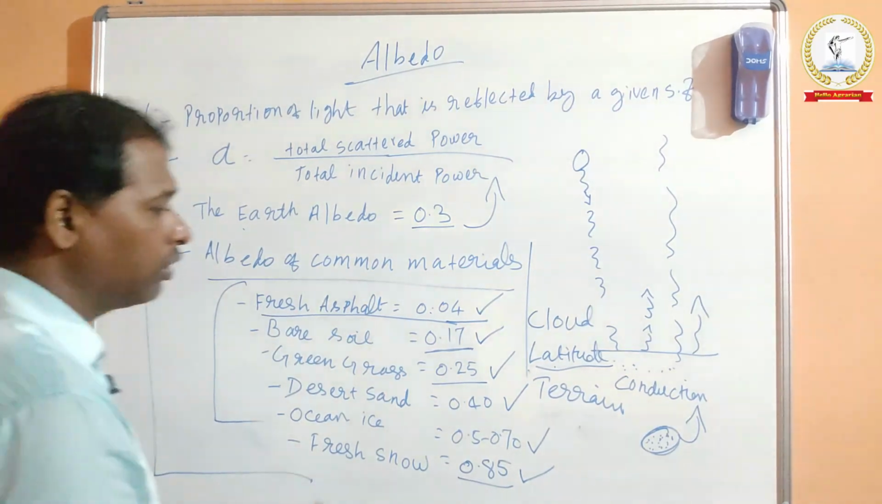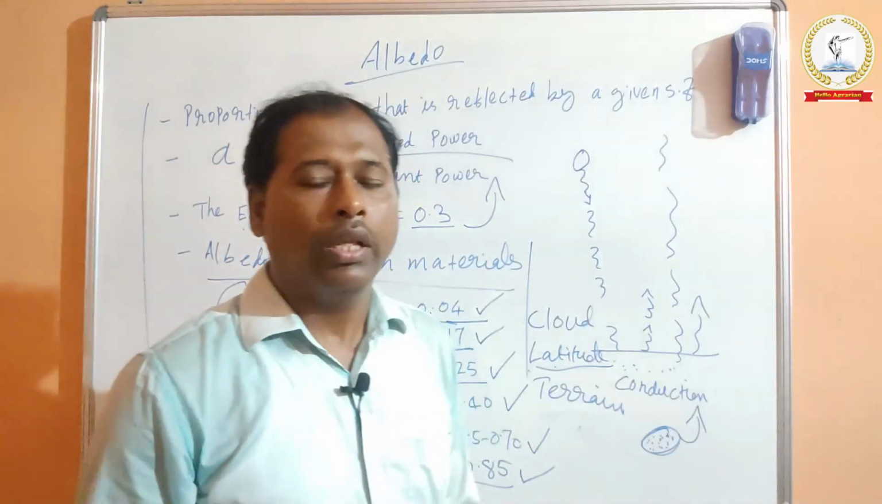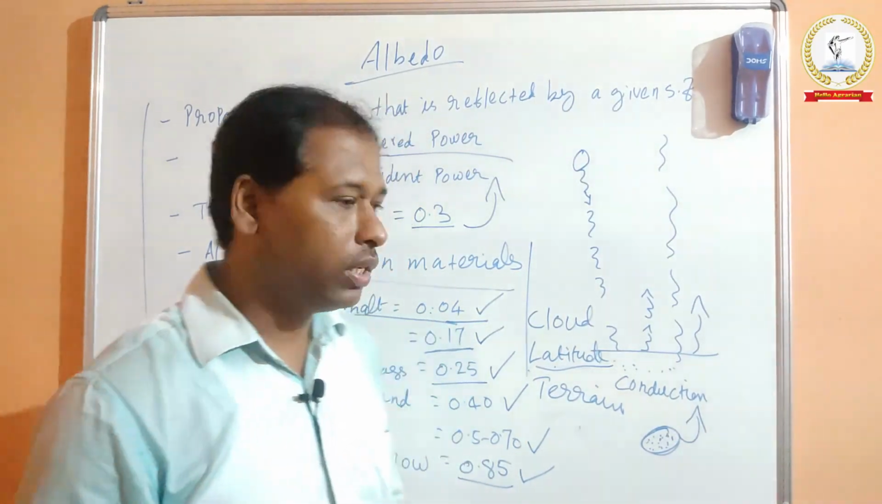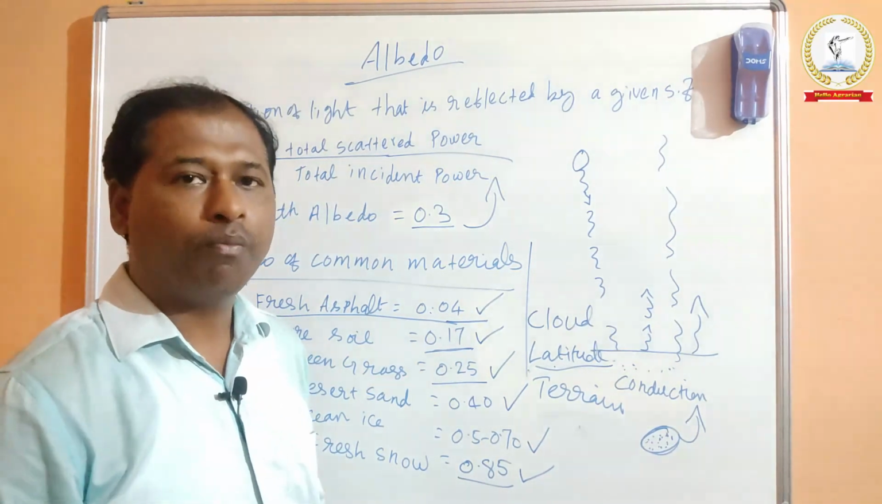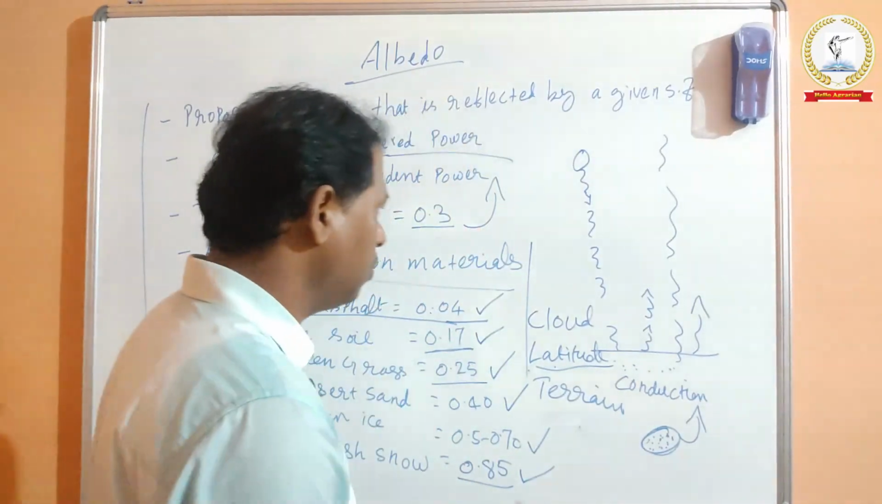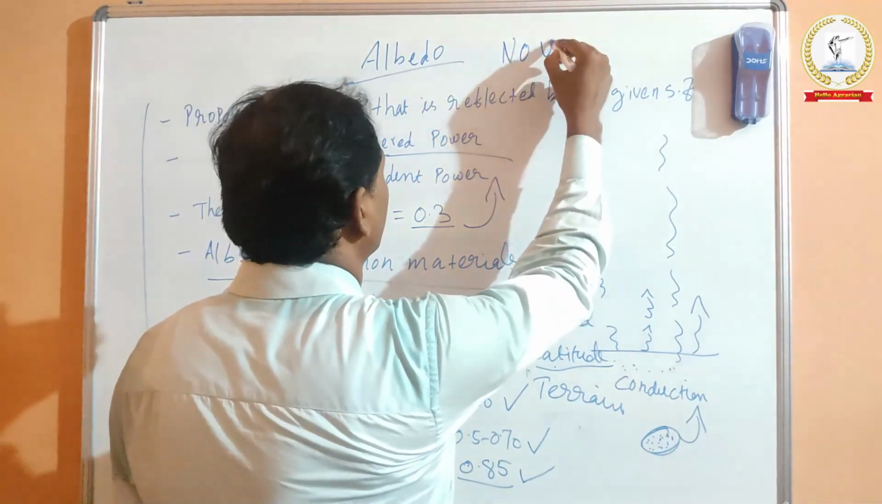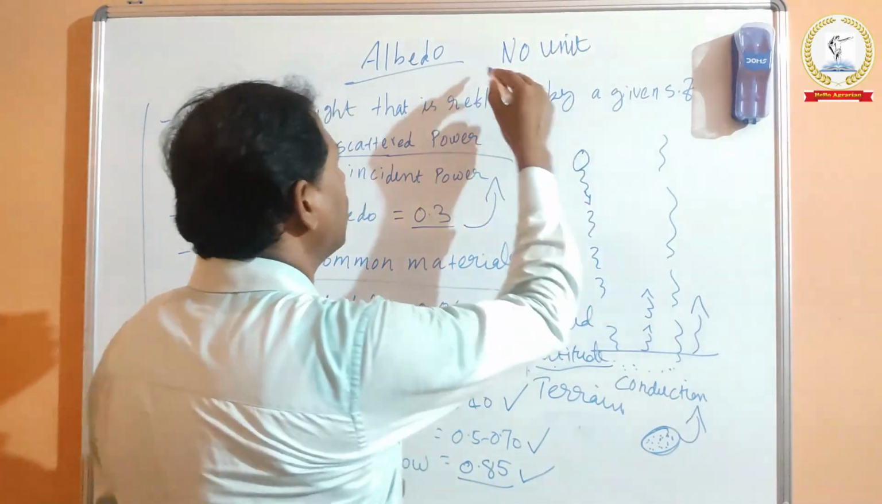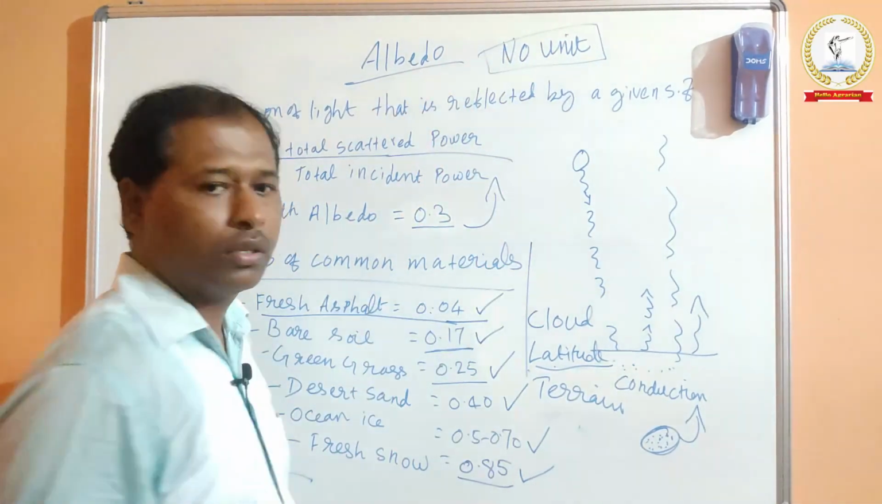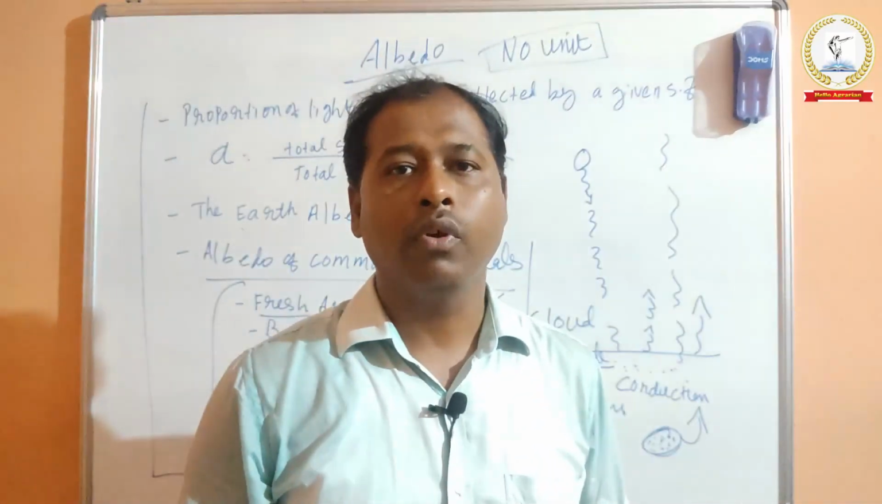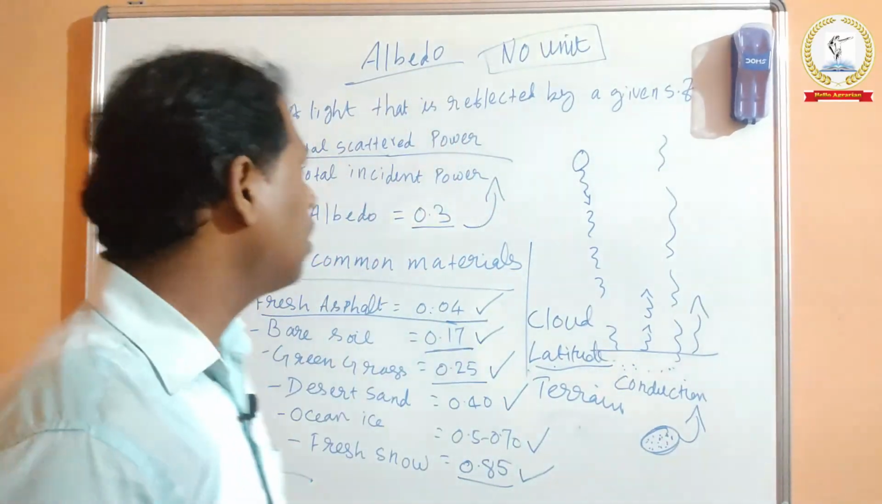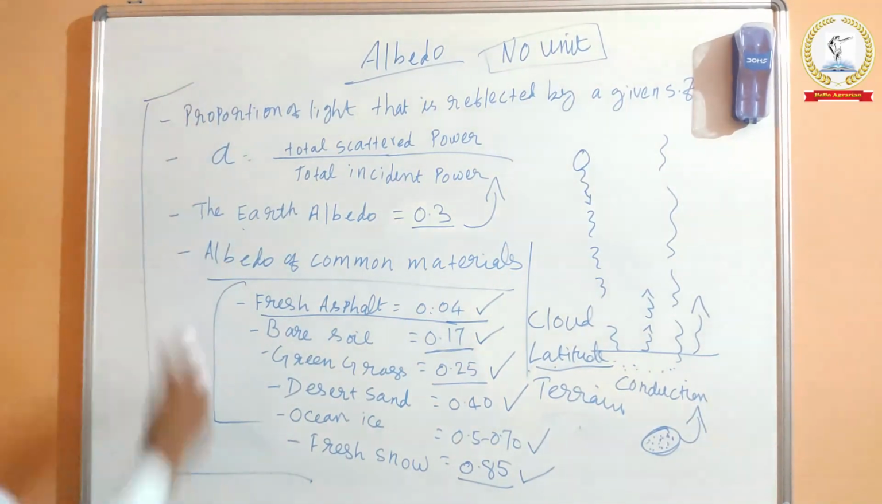So this is all about albedo. Albedo has no unit because it is a ratio of power. There is no unit for albedo.